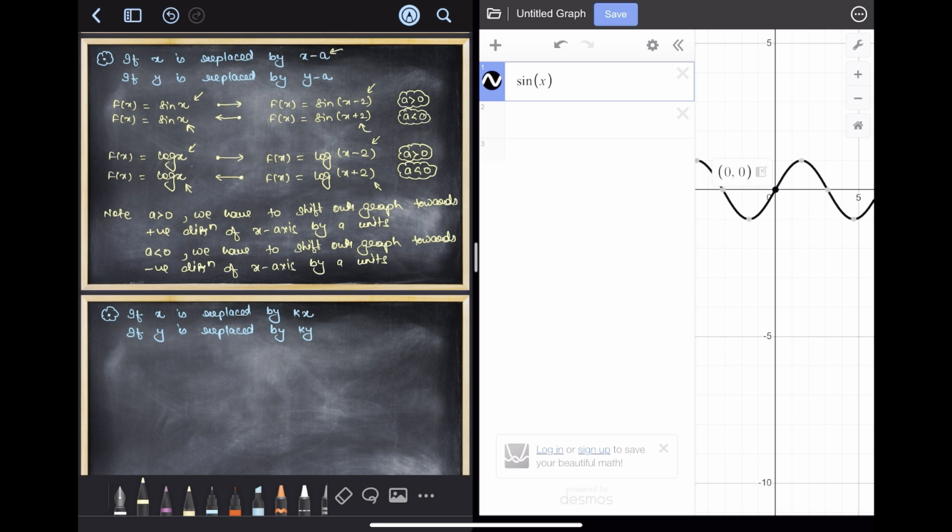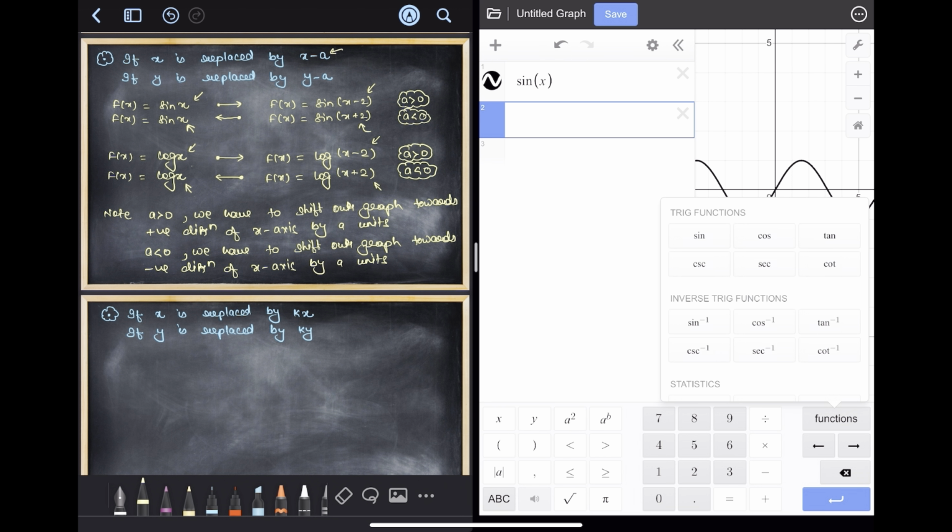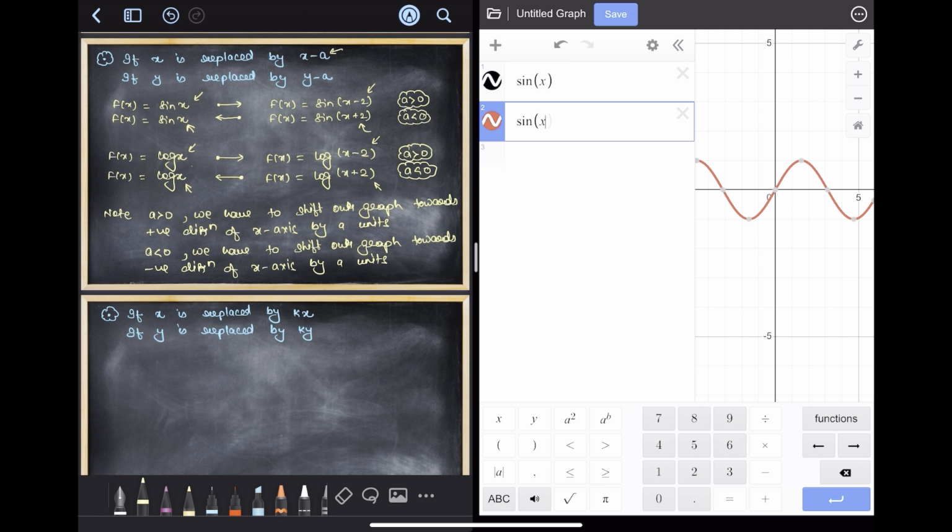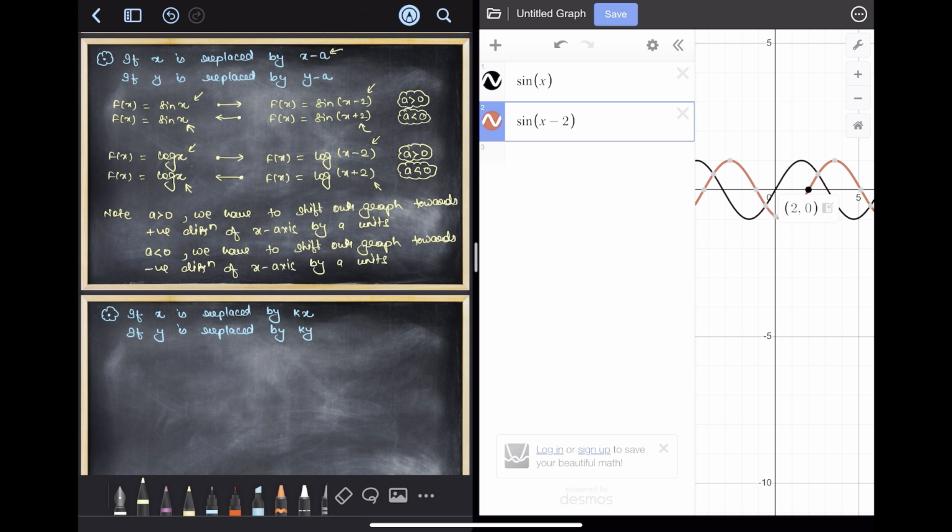Look at this, this is 0 comma 0. Now we have sin(x - 2). Look at here, it is 2. So you may say, sir, why are you observing here? Just observe here. From the observation I am trying to conclude that this point is shifting from this to this. Okay, so it is shifted towards the positive direction of the x-axis, meaning on sine hopefully it is correct.